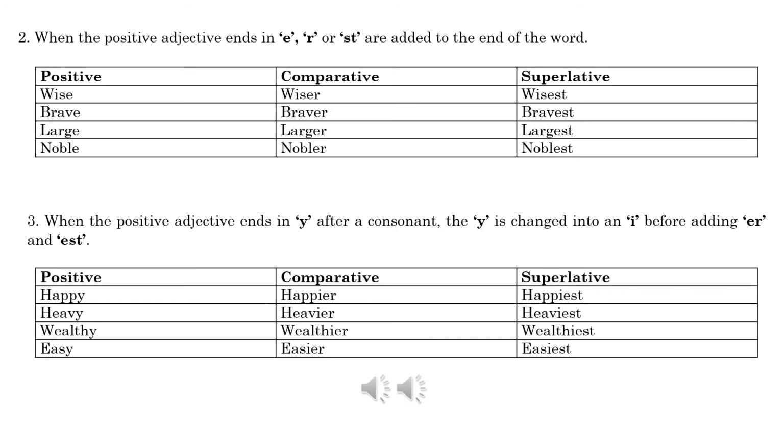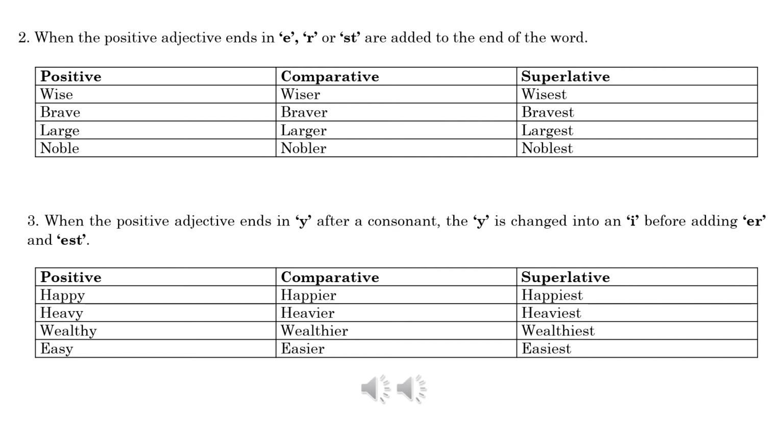2. When the positive adjective ends in e, r or st are added to the end of the word. Examples: positive, wise; comparative, wiser; superlative, wisest. Positive, brave; comparative, braver; superlative, bravest. Positive, large; comparative, larger; superlative, largest. Positive, noble; comparative, nobler; superlative, noblest.